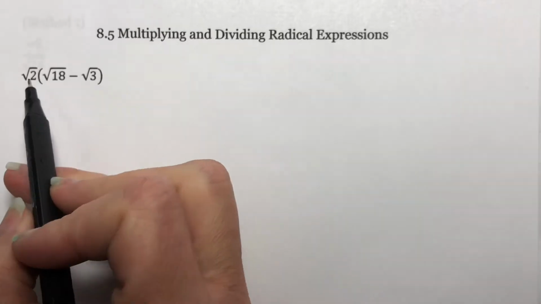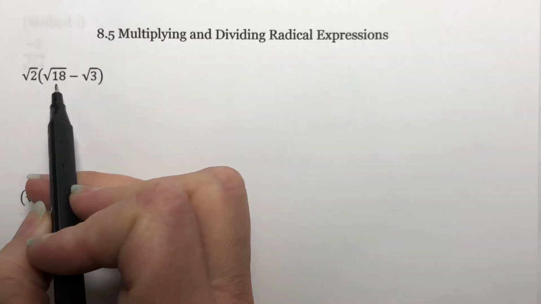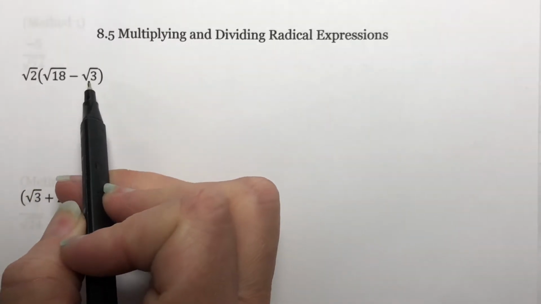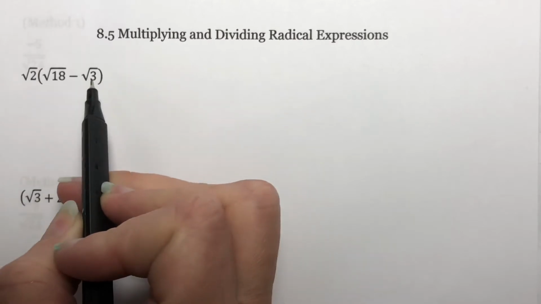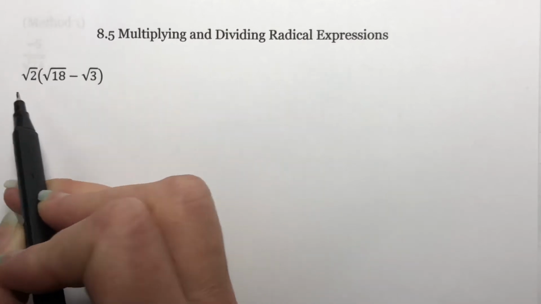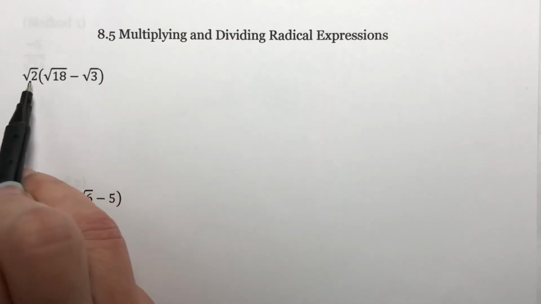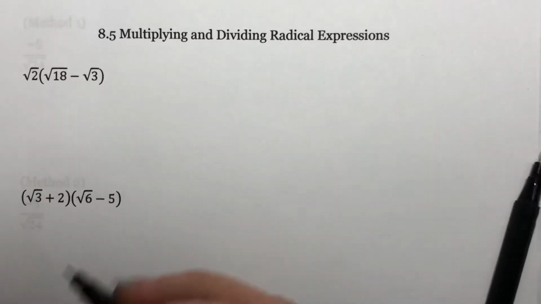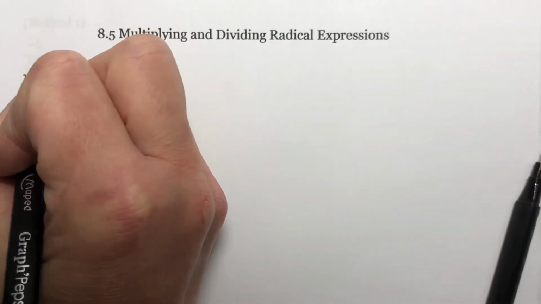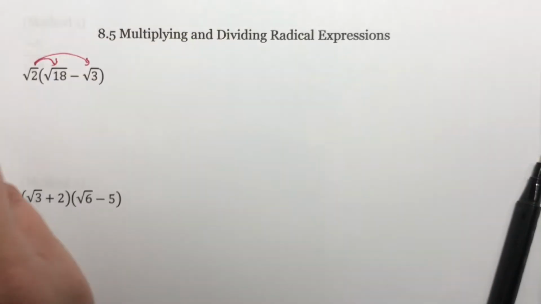Let's say we want to multiply the square root of 2 times the square root of 18 minus the square root of 3. This should look like a distribution to you. If you just imagine the square roots being gone and we have some variables in here or whatever, it looks like a distribution, and that's exactly what it is. So I'm going to multiply these two and then these two.